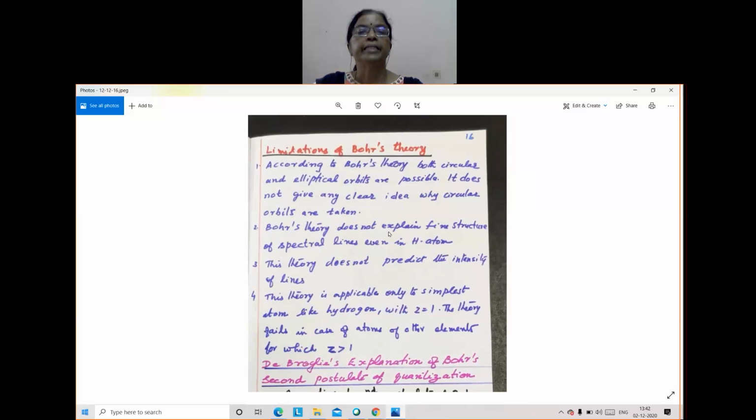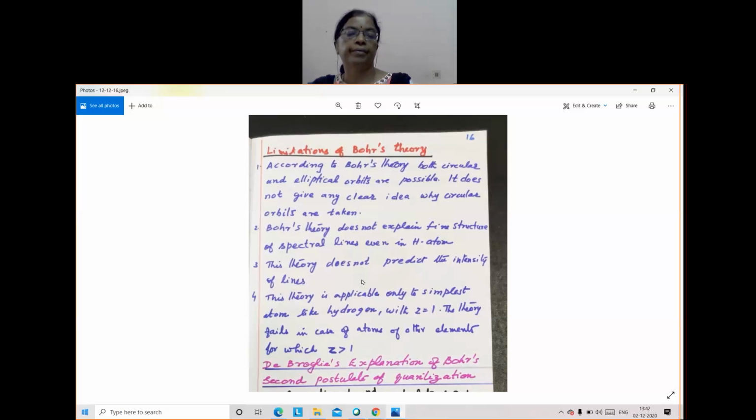Limitations of Bohr theory. What are the limitations of Bohr theory? You have studied that. It is applicable only to hydrogenic atoms. That means atomic number 1. This theory is applicable only to simplest atom like hydrogen with Z equal to 1.